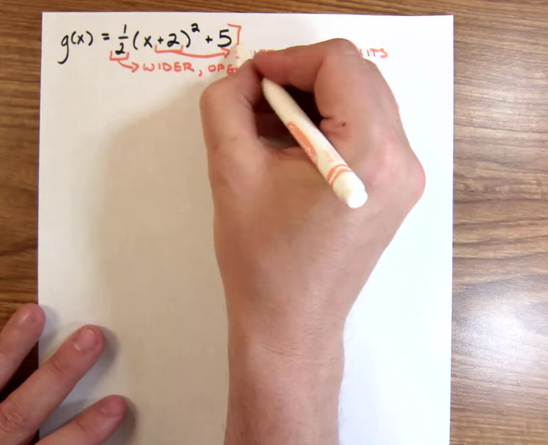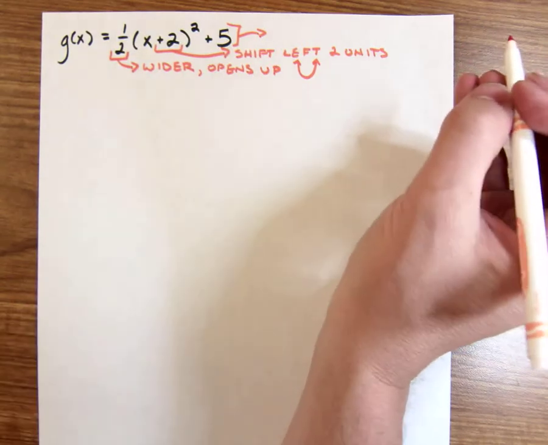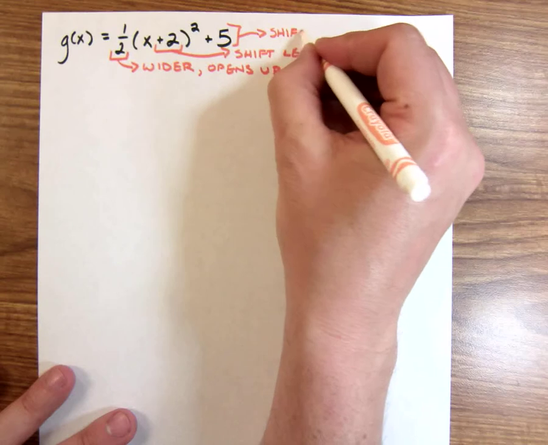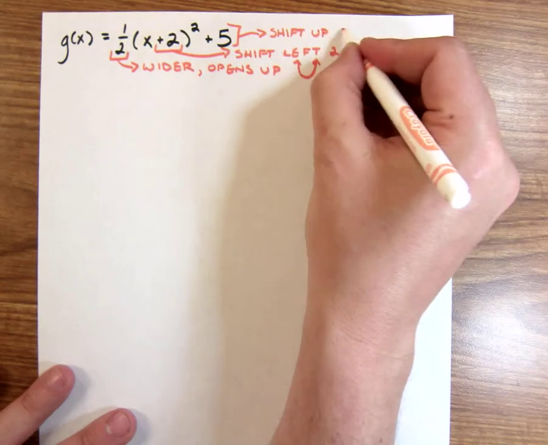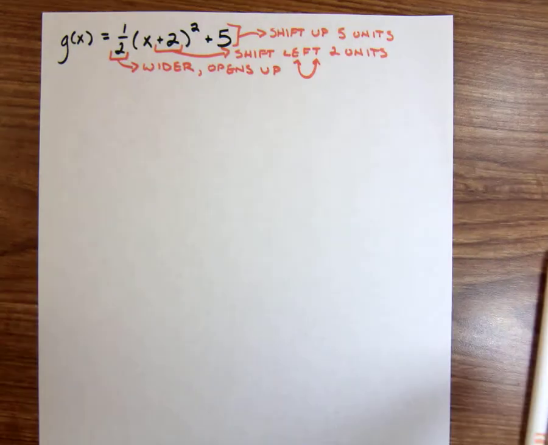And finally, what will the 5 do? That's what makes it go up. Shift up 5 units. Great. So that's our prediction. Let's see if we're right.